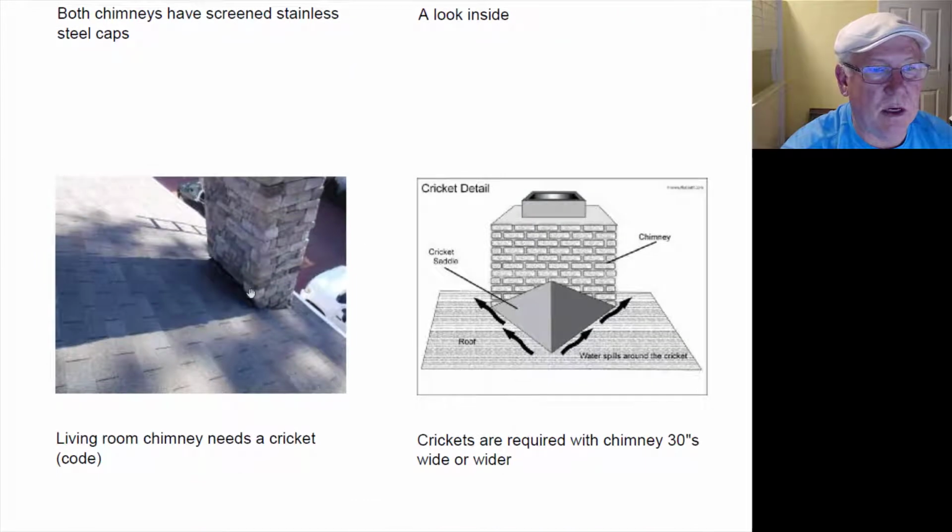One negative comment here, any chimney broader than 30 inches requires a cricket. This is what a cricket looks like. And basically what happens is when the water's coming down the roof, it spreads it around the chimney instead of hitting the back of the chimney and running back up underneath the shingles and causing a water leak. So crickets are code required, and that's something a roofer will help you with.